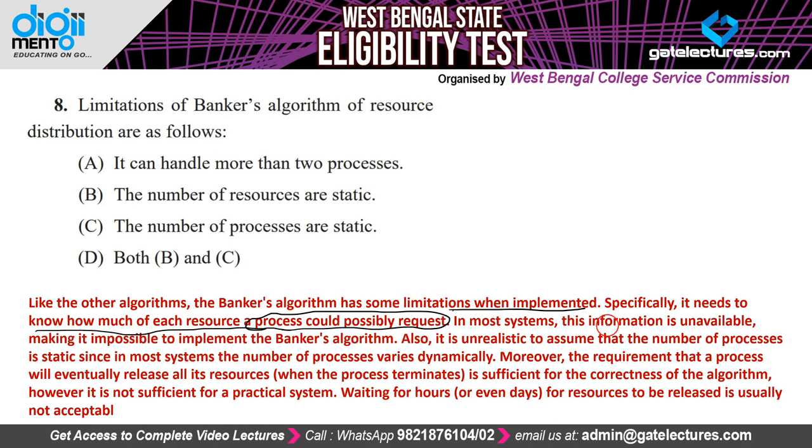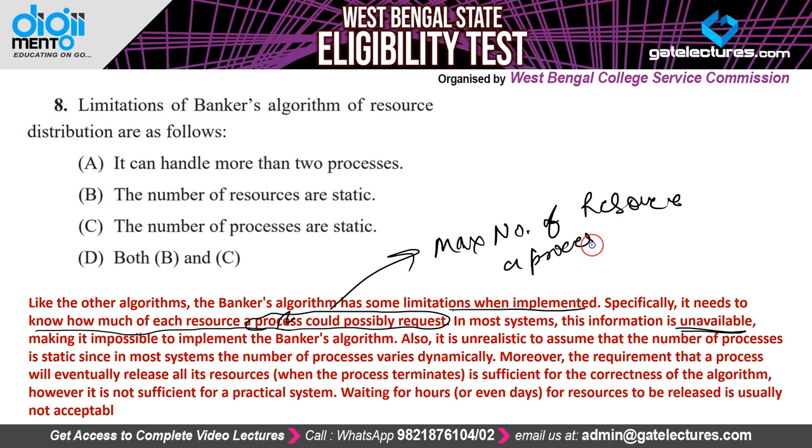Number two, in most systems, this information is unavailable, making it impossible to implement the Banker's algorithm, because they do not know. The biggest limitation is it should know what is the maximum number of resources a process can request. And making it impossible to implement the Banker's algorithm. Also, it is unrealistic to assume that the number of processes is static. So number of processes, they're saying it's static, it is unrealistic.